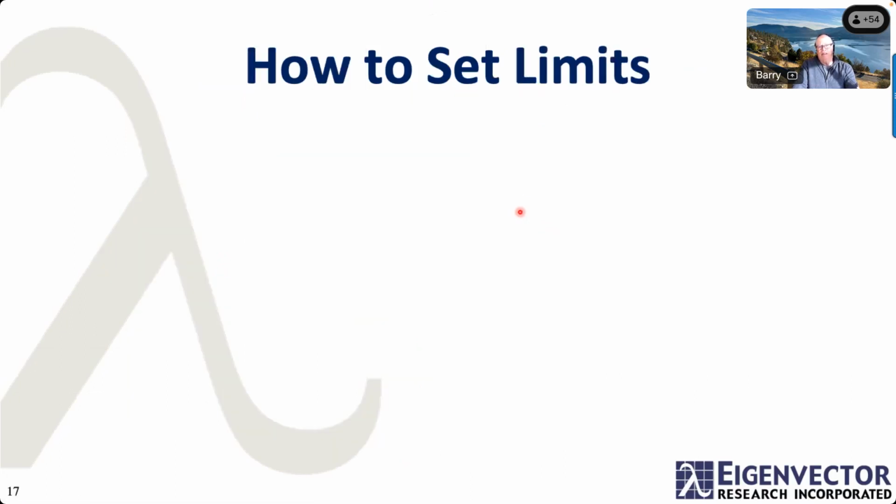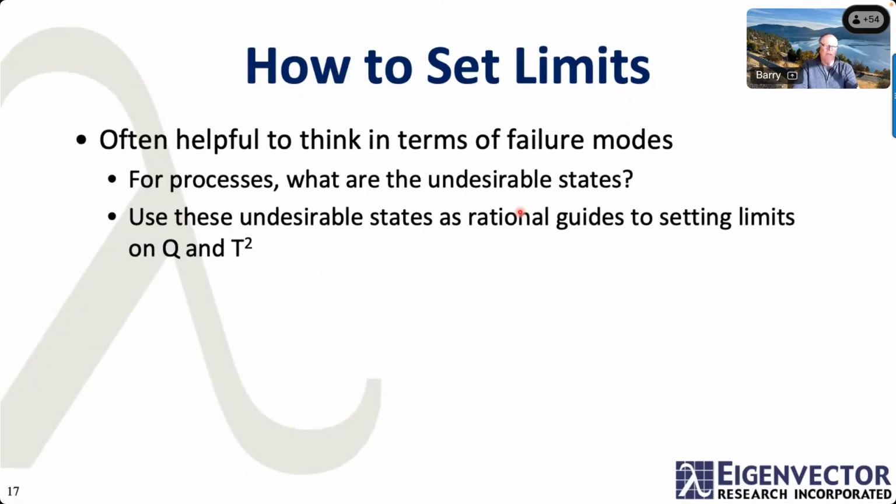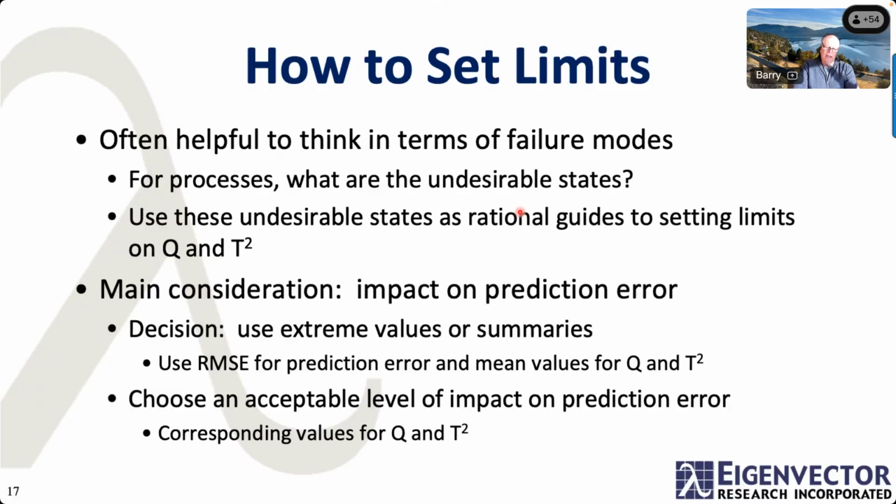But how do you set limits on those diagnostics? It's often helpful to think in terms of failure modes. For processes, what are the undesirable states? I mean, what could go wrong? Use these undesirable states as rational guides to setting limits on Q and T squareds. The main consideration, though, of course, is impact on the prediction error. You want to keep the prediction error on the analytes or properties you're monitoring to within a certain range. So you can use extreme values or summaries of what might go wrong.